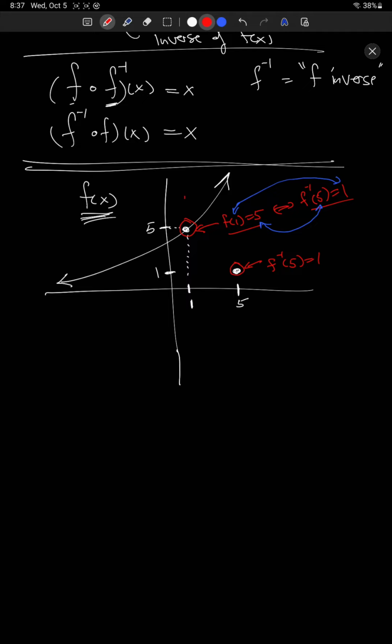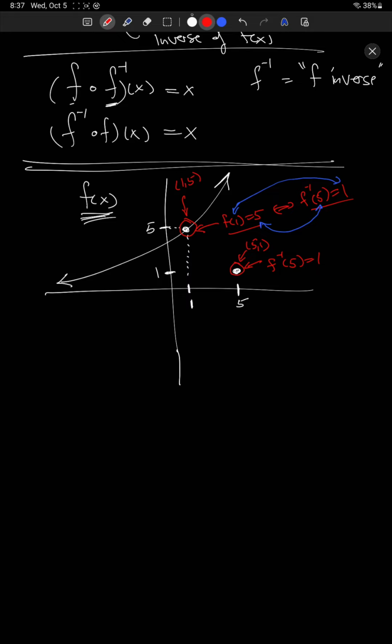All right. So what was the relationship between this point and that point? Well, the coordinates here were 1, 5, and the coordinate here is 5, 1. So they're swapped. The x and the y coordinates are swapped. Okay, so that gives me a huge hint as to what the graph of f inverse looks like.